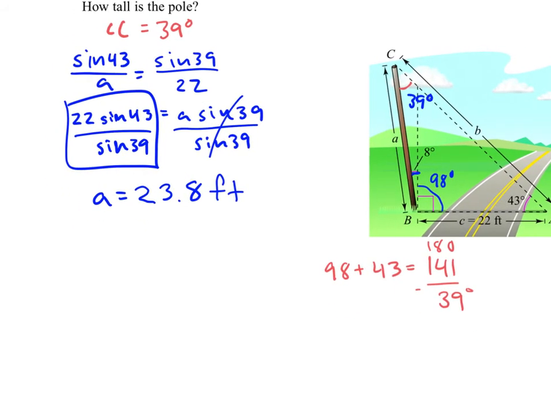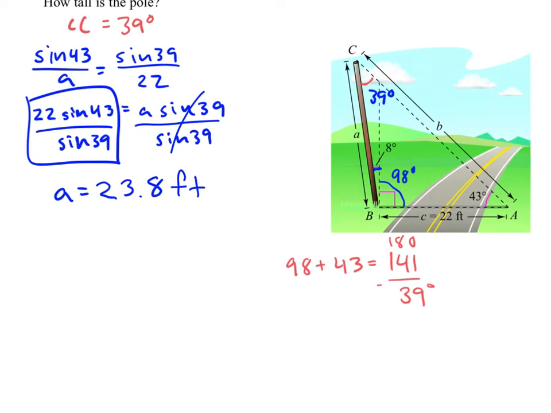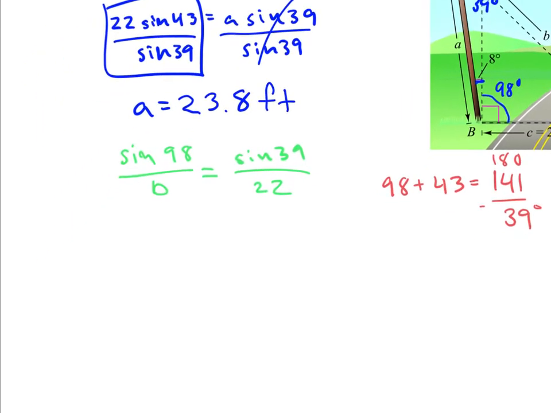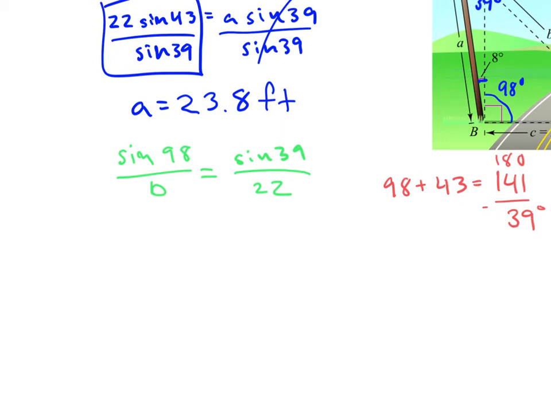So what should we do? Sine of 98 over B. Sine of 98 over B is equal to? Sine of 39 over 22. Perfect. Now we could either use our set of C's or our set of A's since we have both pieces of information for A now, but our set of C's works just fine. And that was the one that was originally given to us, so that's even better.